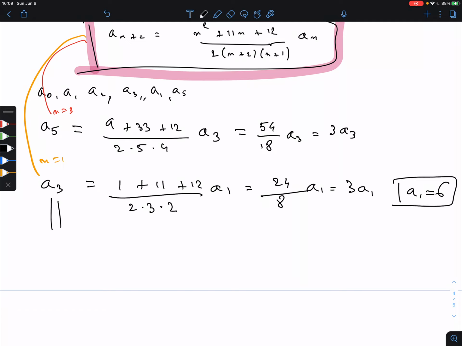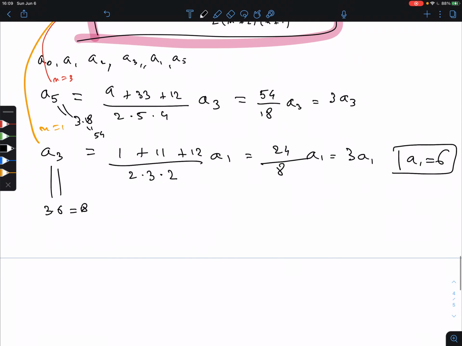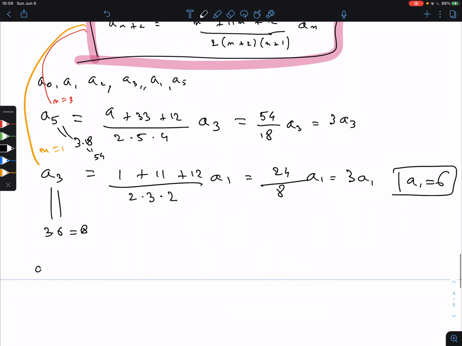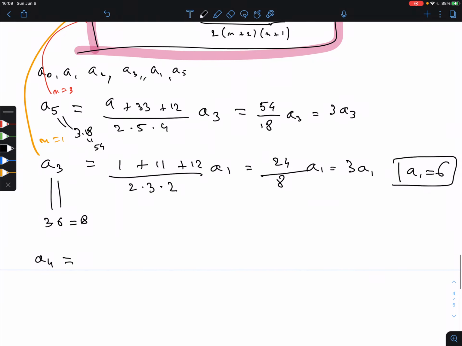So I'm going from A1 is 6, using the formula that I just have, A3 is 3 times 6 is 18, and then I can find A5 by doing one more time, it's 3 times 18, which is, I guess, 54, right? 54. Okay. So I have A5, A3, and A1 already. What I'm missing is A4, A2, and A0. So let's start with A4. You see, you start from the biggest one because the other ones are going to come automatically.